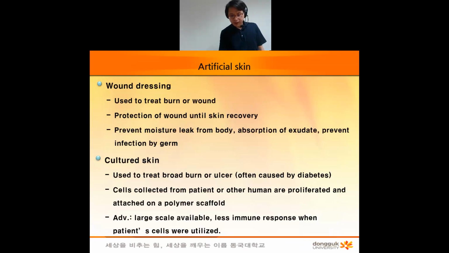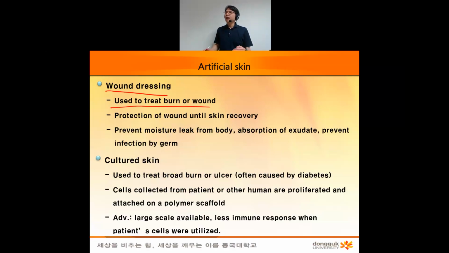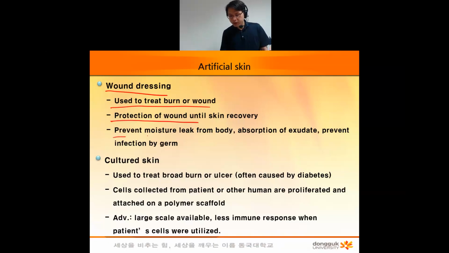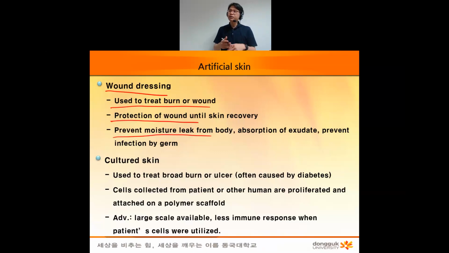And first, let's think about the wound dressing. Wound dressing is the simplest one. It is used to treat burns or wounds. If we have a paper cut, we put on something made of silicone. It's one type of wound dressing. It protects the wound until skin recovery. And also it prevents moisture leak from the body because when there is a cut, that part is open, so the wet skin, wet tissue is exposed.